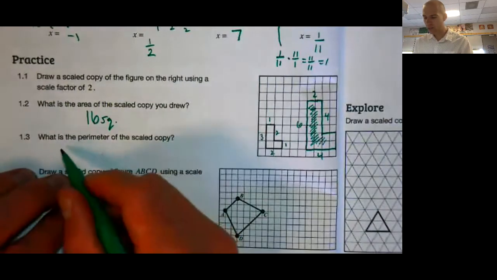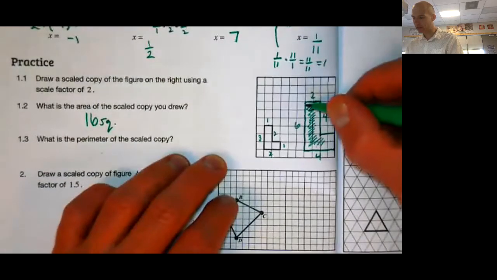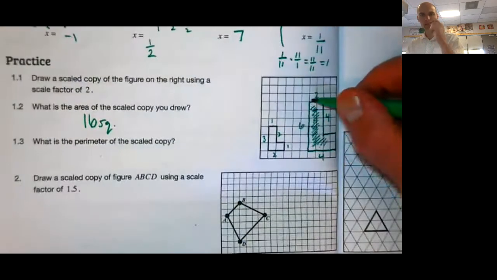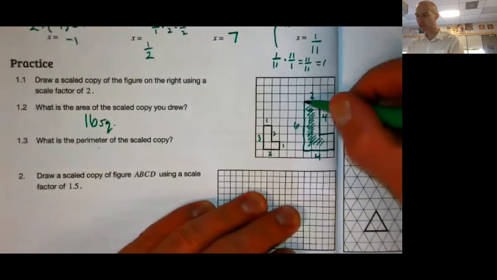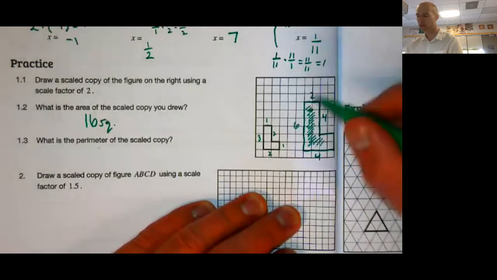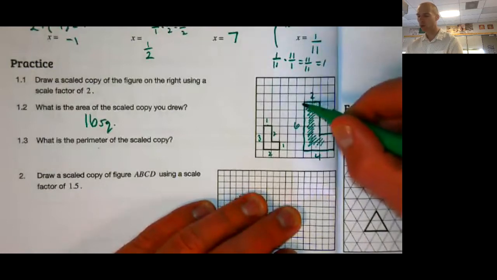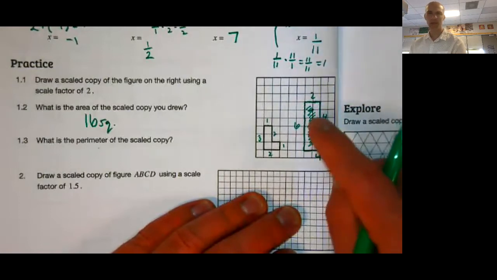And then what is the perimeter of the scaled copy? So perimeter is counting the outside. So let's see here. Always move 1 space before you count 1 when you're counting lengths. A common mistake I see is students put their pen down and say 1, and then they move and count 2 when they've really only gone 1 length. So I'm going to start in this corner, but then I'm going to go 1, 2. Wait, I don't have to do all that. I labeled my dimensions. I can just add them up.